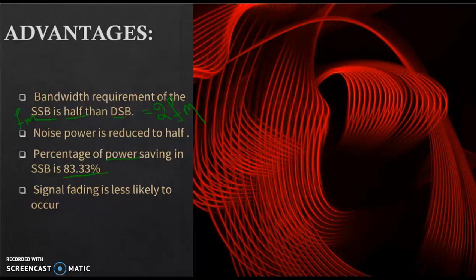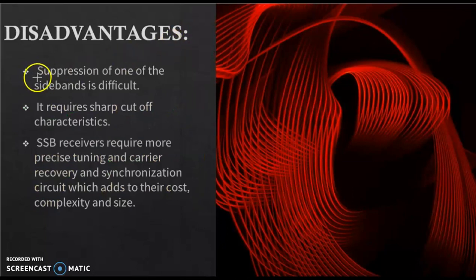Now let's see the disadvantages. Suppression of one of the sidebands is difficult. Yes, the suppression is very difficult and it requires sharp cutoff characteristics, and the SSB receiver requires more precise tuning and carrier recovery and synchronization circuits, which adds to their cost and complexity, since the generation and detection of SSB is a complex process.